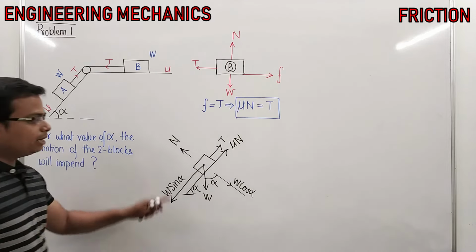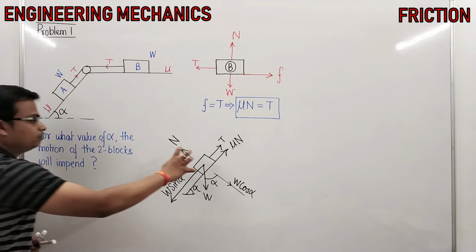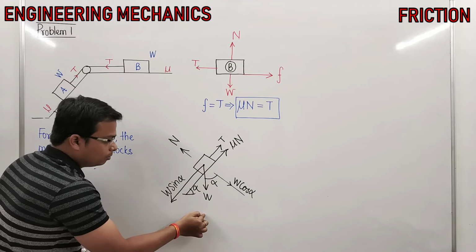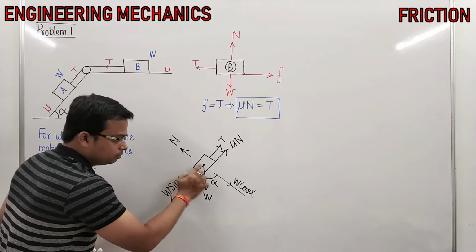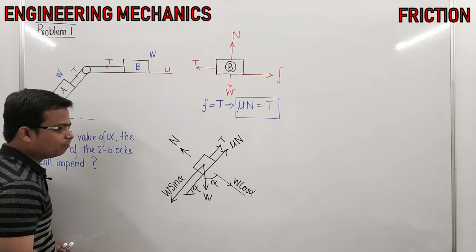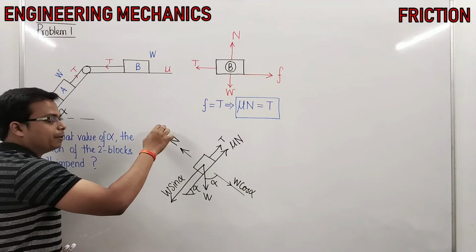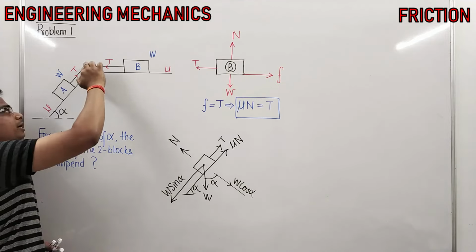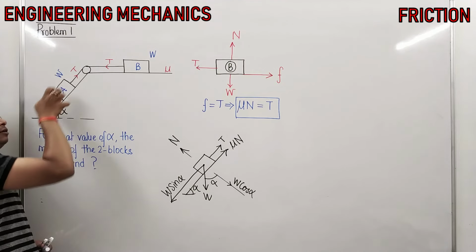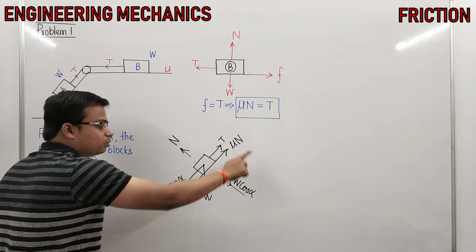The second equation can be framed from this free body diagram. If you watch carefully, this block, the angle over here, that is alpha. So this is W. W is having two components: perpendicular to the plane, W cos alpha, and along the plane, W sin alpha. Because of this W cos alpha, there is going to be a normal perpendicular to the plane. And obviously there is this string tension force. Motion is supposed to take place in this direction. Friction opposite to that of motion, that is going to be mu N.